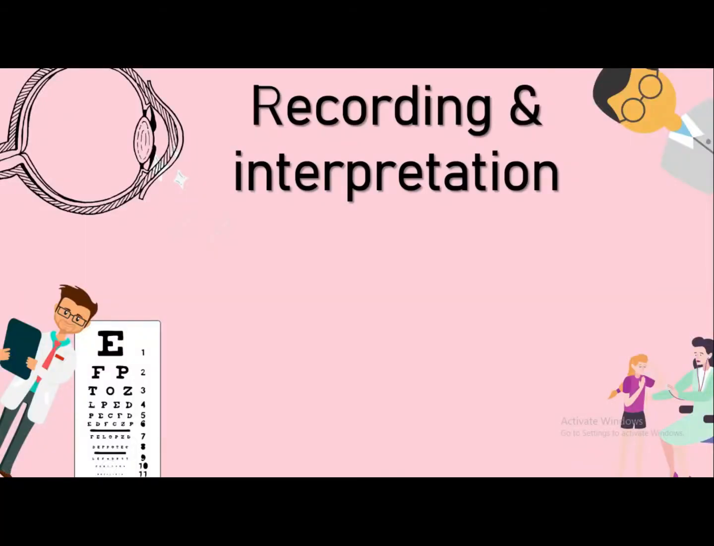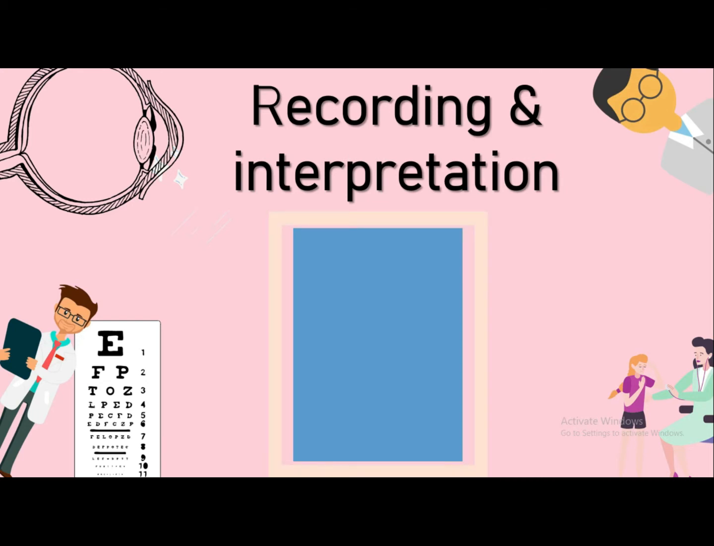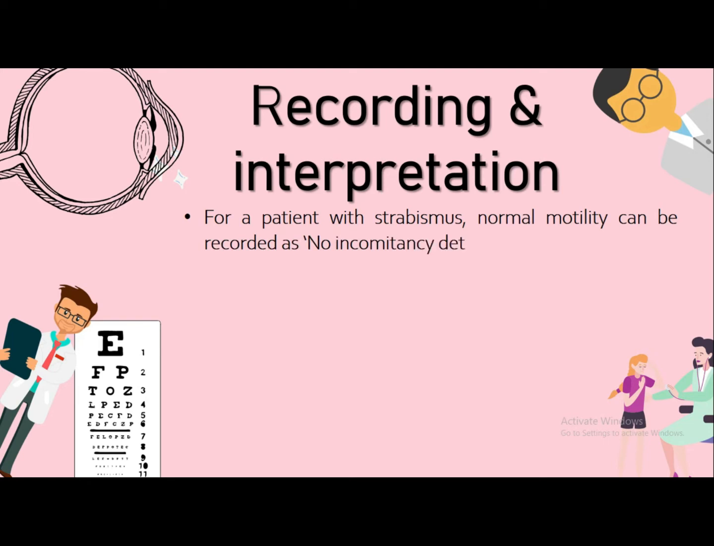Recording and interpretation. Where the ocular movements appear full and no diplopia is reported in any position, a normal result has been obtained. This is usually recorded using the acronym SAFE or FESA. This indicates that the ocular motility movements were S for smooth, A for accurate, F for full, and E for extensive. For a patient with strabismus, normal motility can be recorded as no incompetency detected.